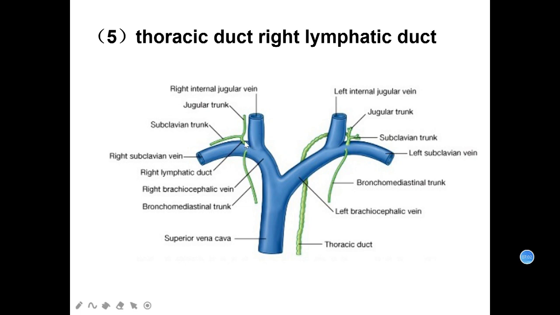And then each duct collects some trunks. This duct collects 3 trunks: jugular trunk, subclavian trunk, and the bronchomediastinal trunk. And this one will collect 6 trunks. Besides these 3 trunks, there are another 3 trunks. This is the lymph drainage.